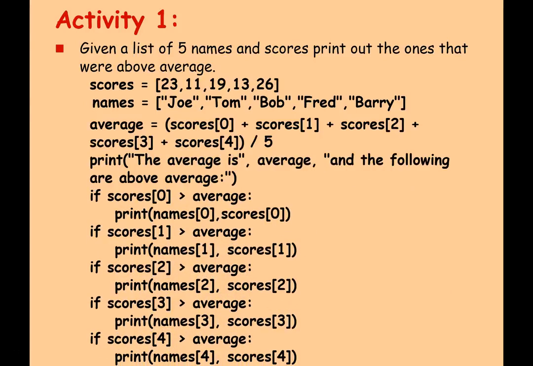Let's have a look. So you can see here, it's all fairly similar. If score 2 greater than average, print name 2 scores 2. If score 3 greater than average, print name 3 score 3, etc. Just be careful here that we're using ifs, not else ifs. Otherwise, it'd only print one set of data and then skip out. We want to look at each score one at a time. That's why we're going to use separate if statements for each one.